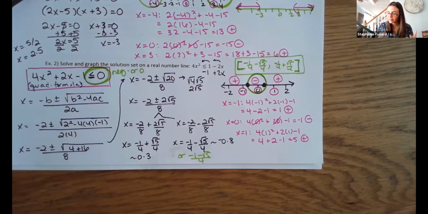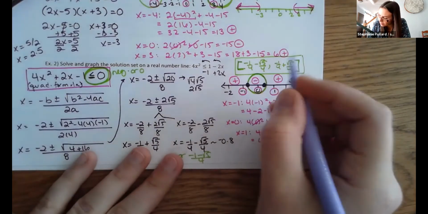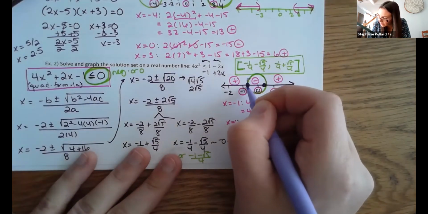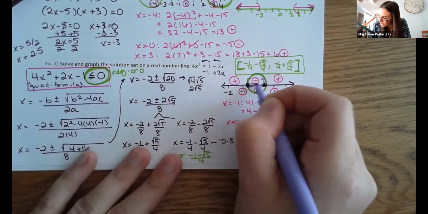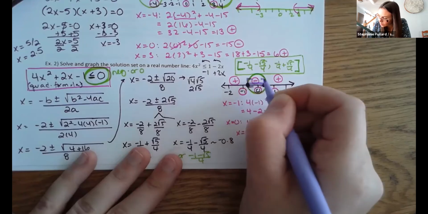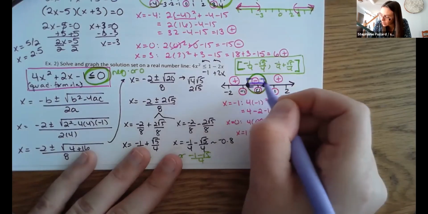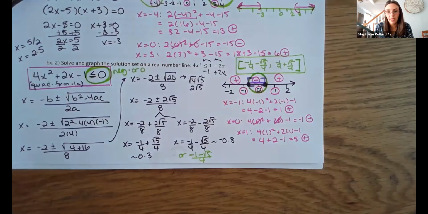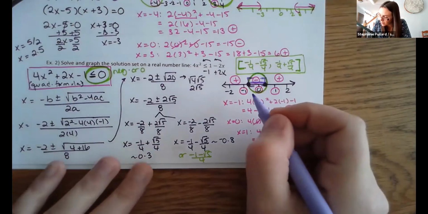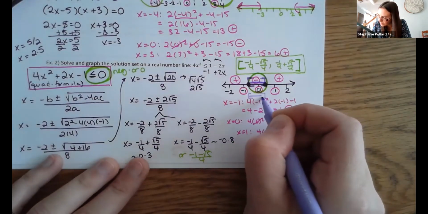Now, for the graph, I'm running out a little bit of room here. So I'm just going to do it kind of right on this. What would happen is you would have the bracket here, right? And you'd have a bracket here, and you would be shading in between. So you want that in between area of your graph, and we would be using brackets on both sides because we're going to include those ending points. So this part of your graph would be shaded in.